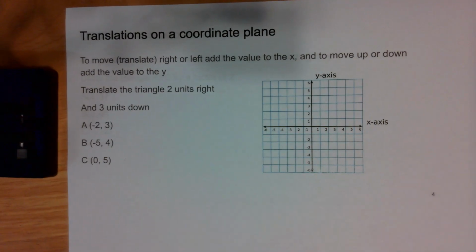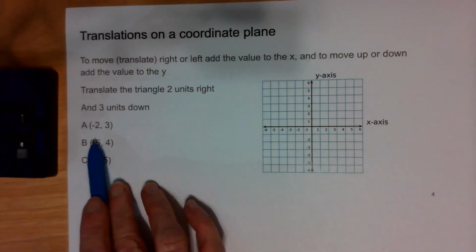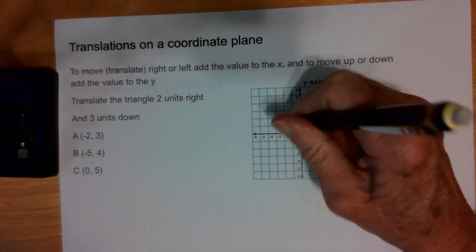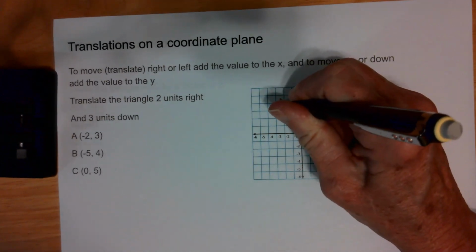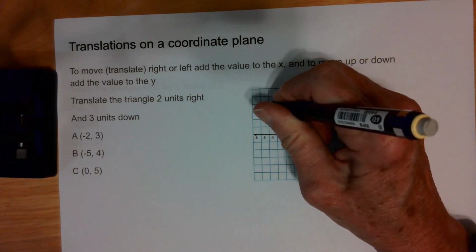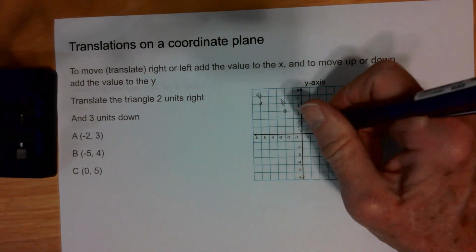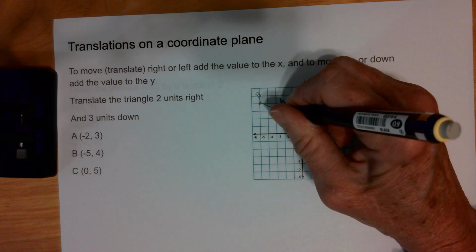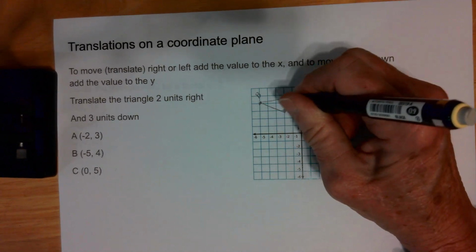Now, a translation on a coordinate plane is basically you're moving it right or left, so you add values to the x, or you move it up and down and add values to the y. So let's say I take these original points here. Let's say I'll do it in pencil. A is negative 2, 3. B is negative 5, 4. And C is going to be 0, 5. Alright, so there's my original triangle.